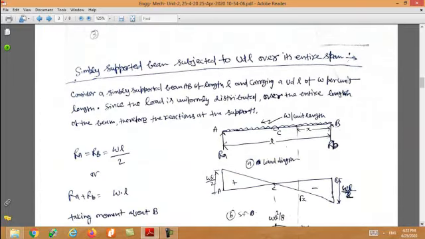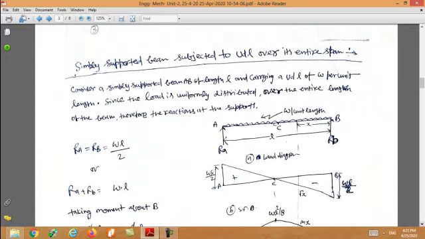Now go to the third condition: a simply supported beam subjected to UDL. What is the meaning of UDL? It is in Newton per meter and it is a distributed load. It is not working at a point. In this diagram you are seeing W Newton per meter, W per unit length.